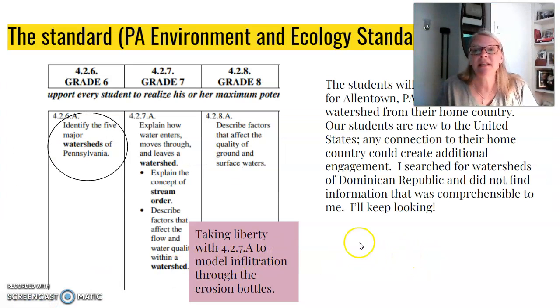I use the PA Environment and Ecology Standards. My grade 6 identify the 5 major watersheds and of course the one that we are living in. And then the grade 7 is where I took the liberties with the different erosion bottles to connect the forest to the mulch and the crops to the grass, and kind of a little bit of liberties again, just so they could possibly make the connection of when it rains, where does all this water go?